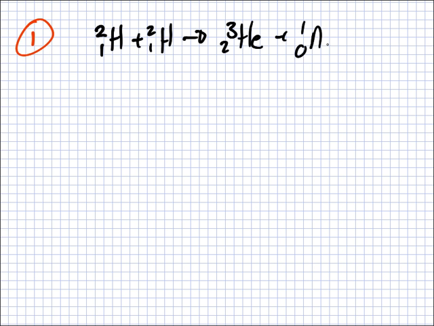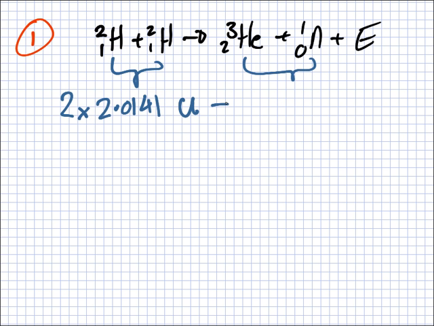How much energy is required to balance this? 2H plus 2H becomes helium-3 plus a neutron plus energy. We want the energy. So, first we need to get the mass here, which would be 2 times, and I tell you what that is in the question, 2.0141 AMU. Okay? And then we need to calculate this.